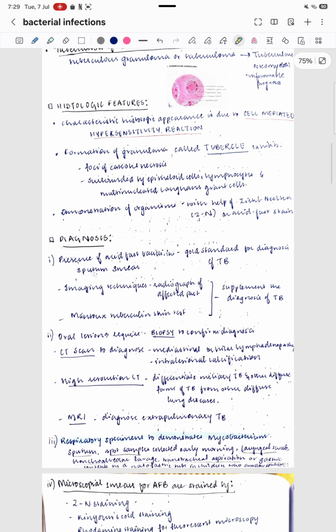Now, coming to another crucial part which is asked in the university a lot of times, your diagnosis. Okay, the presence of acid-fast bacilli is the gold standard. So, how do we diagnose this bacteria? The presence of acid fastness in the bacteria gives us our gold standard for diagnosis, and it helps us detect the bacteria. First we take the sputum sample or a sputum smear.